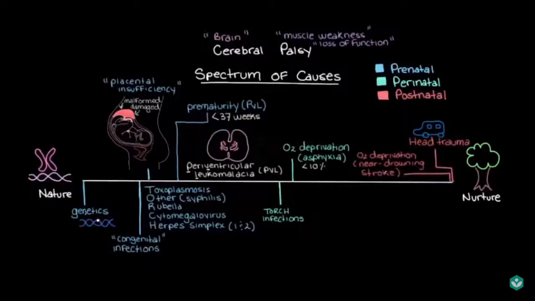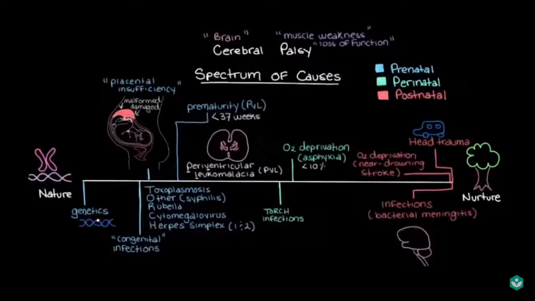And it's really important to note that strokes don't just happen in elderly people. They can happen in infants too, and they can cause cerebral palsy. And let's make our last example infections. And the major cerebral palsy causing infection we can see postnatally is actually not a torch infection. It's bacterial meningitis. So this is when the meninges, the protective coverings that we have around our brain and our spinal cord, become infected.